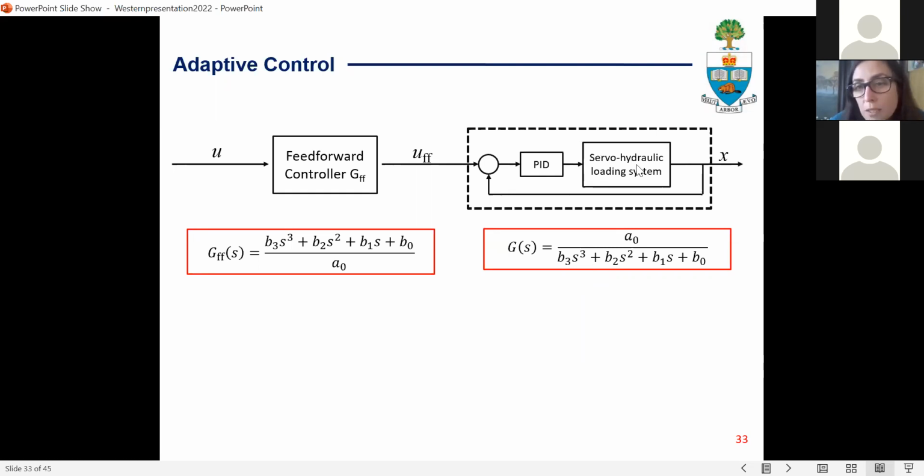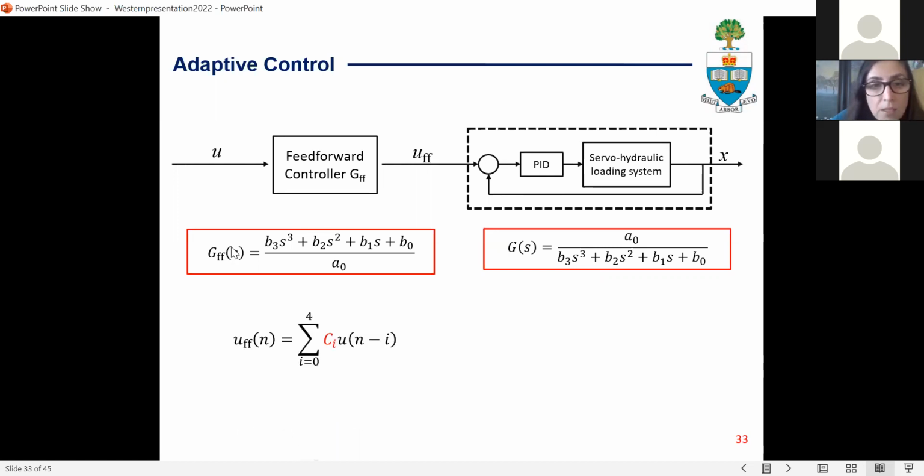Or in some cases, you may have a very fragile test system, and it may be even dangerous to do the system identification with a broad range of frequencies and amplitudes, because you don't want to break your test specimen before even you get a chance to test it.